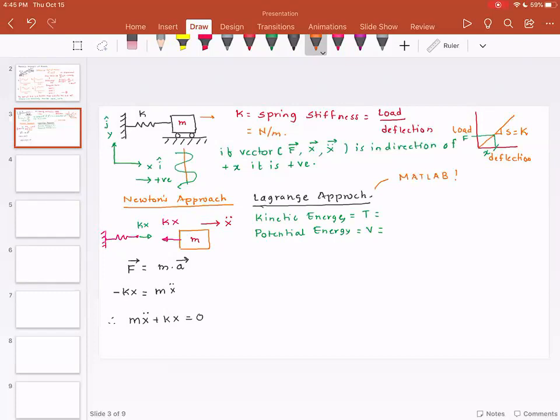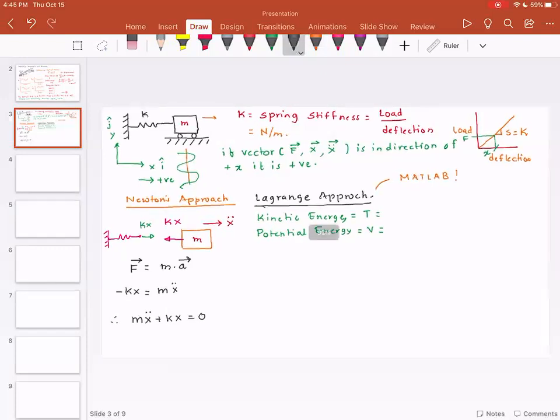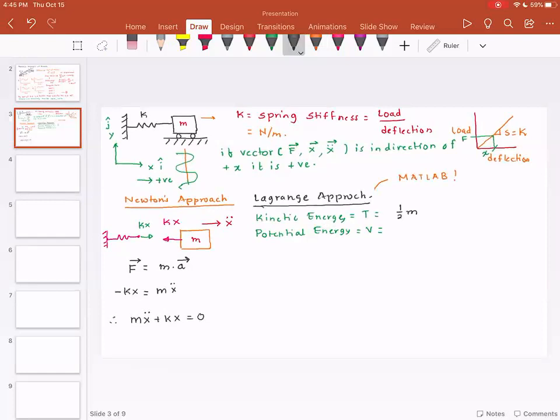So the kinetic energy of the mass is going to be 1 half m x dot square. Please note, kinetic energy, or energy for that matter, is a scalar quantity. So it is just 1 half m x dot square. Now I want to find out the potential energy. What is potential energy?